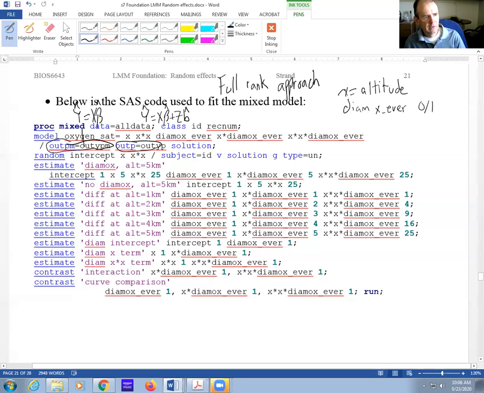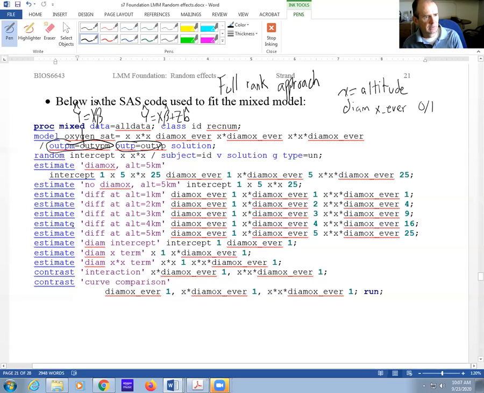So I have random intercept, and then I have altitude and altitude squared. I think based on what we talked about with degrees of freedom, it doesn't matter in this case. The data set is so big, they're going to be pretty equivalent, but we could ask it to do a specific degrees of freedom method here.